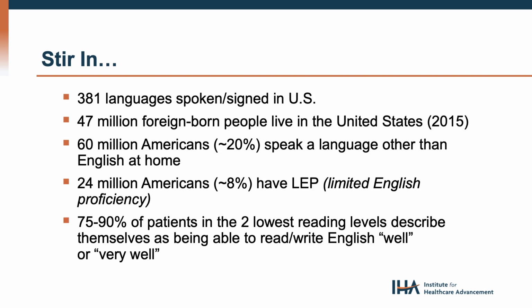And then a few more facts just to sort of stir in. 381 languages that are spoken or signed in the United States. 47 million foreign-born people who live in the United States, 60 million Americans who speak a language other than English at home, 24 million Americans who have limited English proficiency, and 75% to 90% of patients in the 2 lowest reading levels describe themselves as being able to read and write English well or very well.